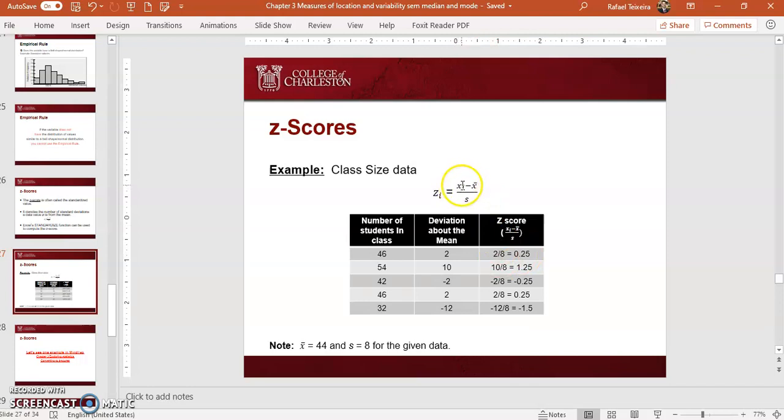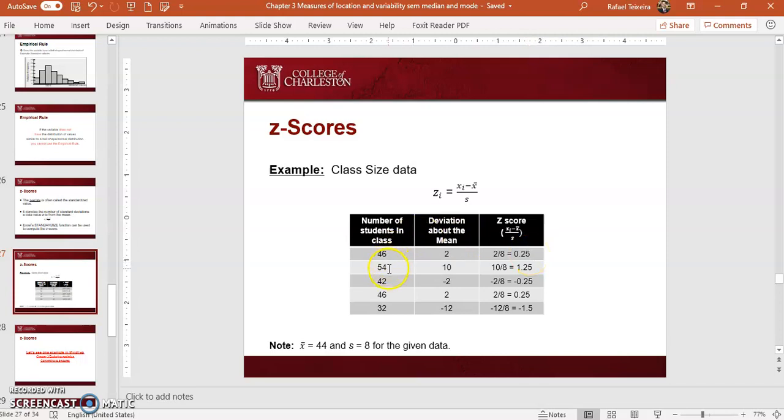Each observation, 46 minus 44, divided by the standard deviation. So the z-score for this first class is 0.25. It's positive because it's above the mean of 44. So it's higher than 44, so it's a positive deviation. How much? 0.25 of a full 1 unit deviation.